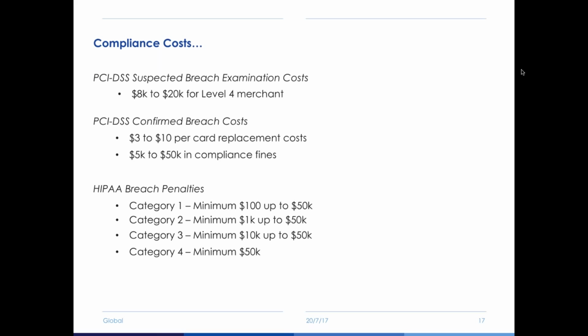HIPAA, Health Insurance Portability and Accountability Act. Breach penalties, we'll just look at these briefly. Category 1, low-level breach penalty, anywhere from $100 all the way up to $50,000. Category 2, anywhere from $1,000 up to $50,000. Category 3 is a minimum of $10 grand up to $50,000, and in Category 4, forget it, you're just paying $50,000 right off the bat.